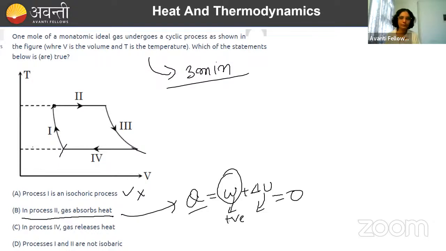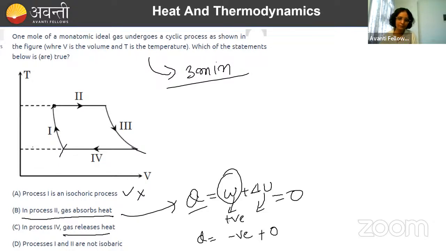Yes, let me know first. C option is what? True. Okay. And what about option B? C will be also true now. Because in process 4 gas is actually getting released, because here volume is decreasing, work done is negative. So work done is negative, delta U is 0, temperature is not changing. So Q is negative, it means heat is getting released.